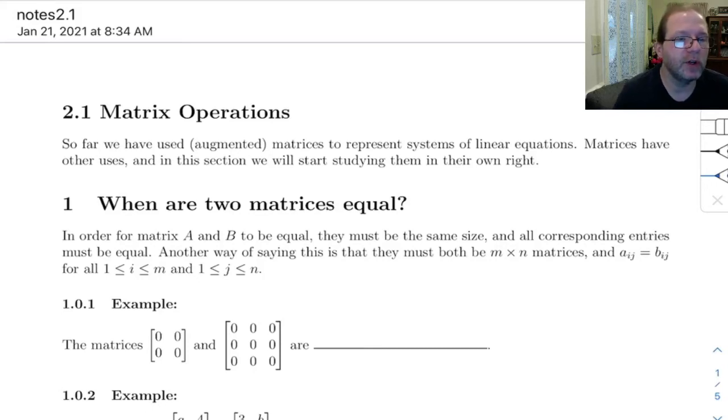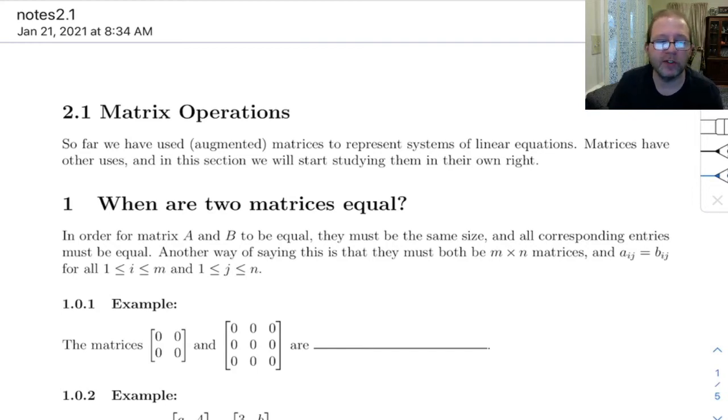In Chapter 2, we're going to start looking at matrices in their own right. In Chapter 1, we used them really just to represent systems of linear equations. But we're going to look at matrices themselves and operations we can do on them. And so first up, when are two matrices equal?